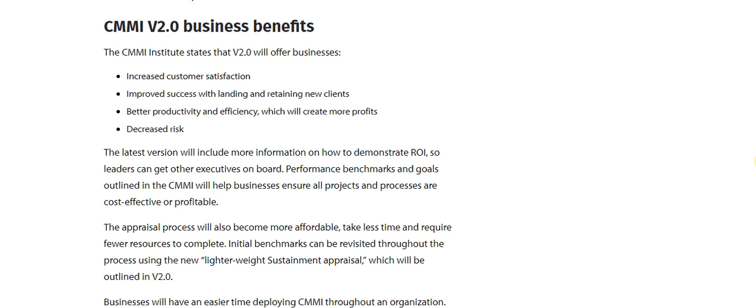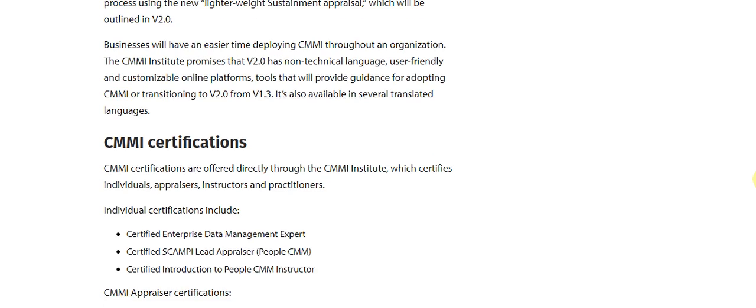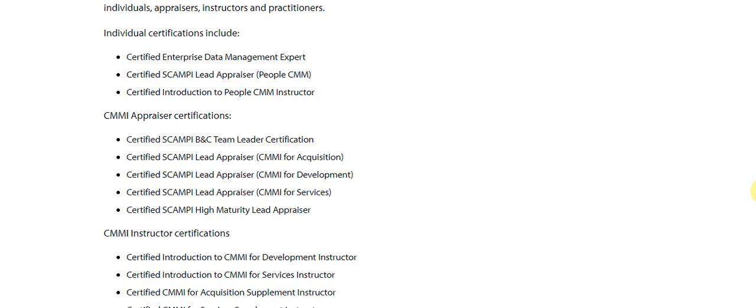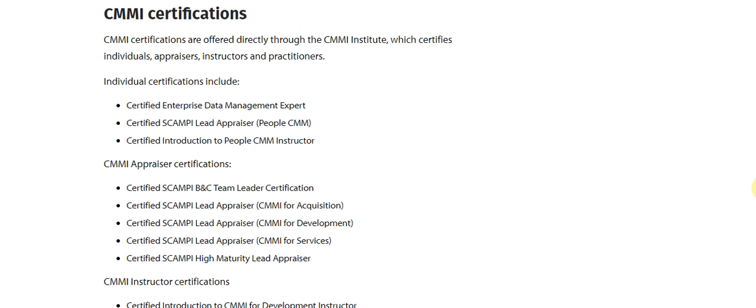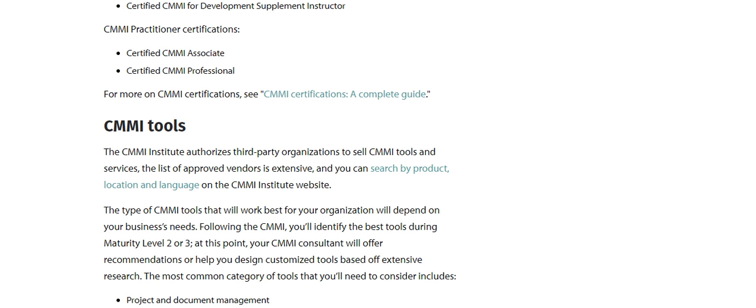So CMMI certifications are these. Individual certifications include these three, and the appraisal certification and the instructor certification with the practitioner certification. These are the different certifications you can apply to the given set of requirements. But also the CMMI Institute authorizes third-party organizations to sell CMMI tools and services. The list of approved vendors is extensive, and you can research by product, location, and language on the CMMI Institute website. The type of CMMI tools that will work best for your organization will depend on your business needs.